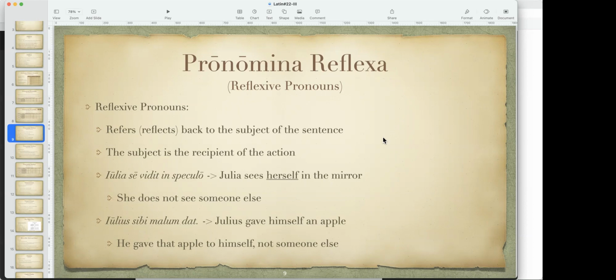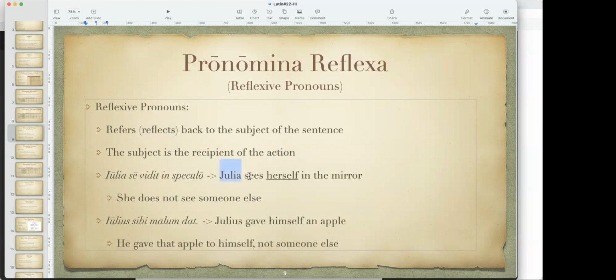Anyway, let's go through reflexive pronouns now that you brought it up. The reason it's called reflexive is because it refers or reflects back to the subject of the sentence. It is always the subject of the sentence or the subject of the clause. It could be a subordinate clause where it's referring back to the subject of the subordinate clause. But anyway, the key thing is the subject is the recipient of the action. Okay. So Julia se vidit in speculo.